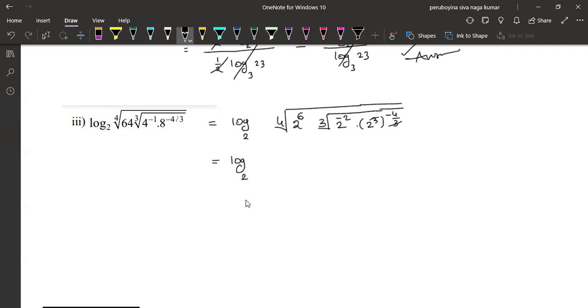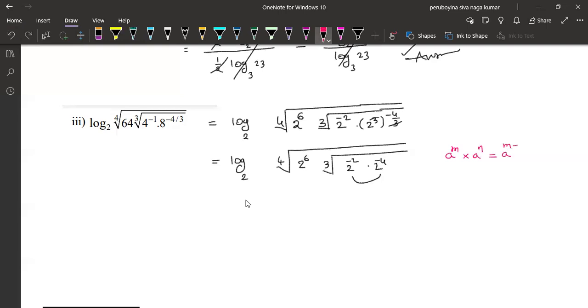So log base 2, fourth root 2 power 6 and cube root 2 power minus 2. And here after cancel this 3, we have 2 power minus 4 here. You can multiply these two numbers using the property a power m into a power n is a power m plus n. Use this property here. So minus 2 minus 4 is minus 6.